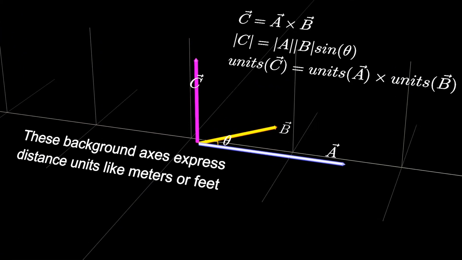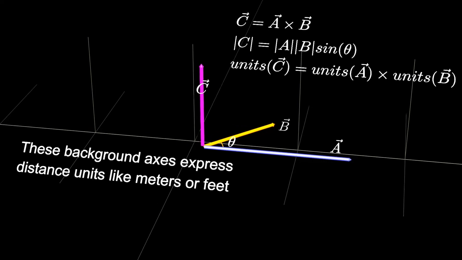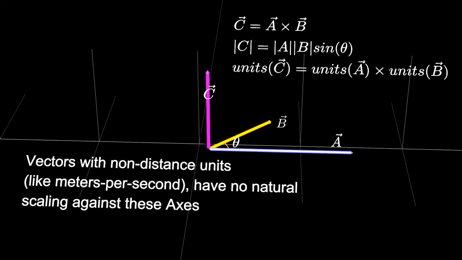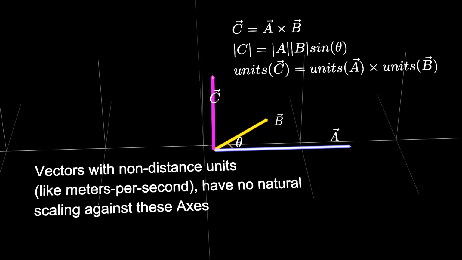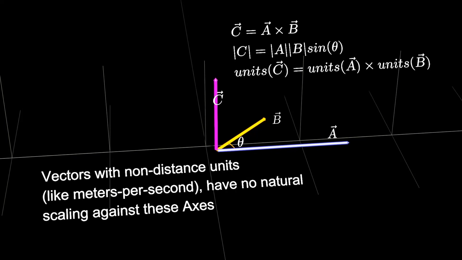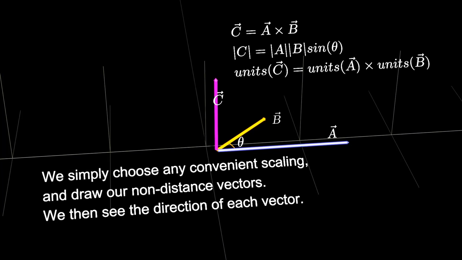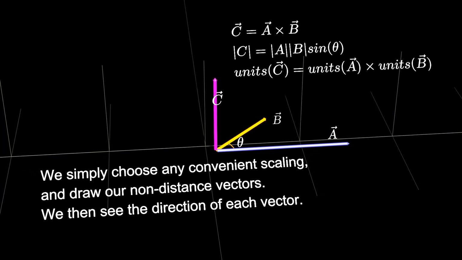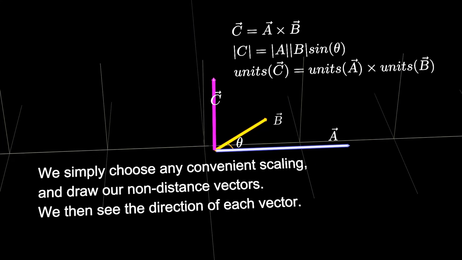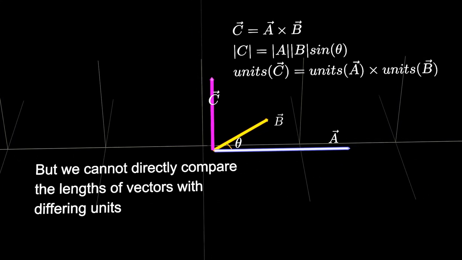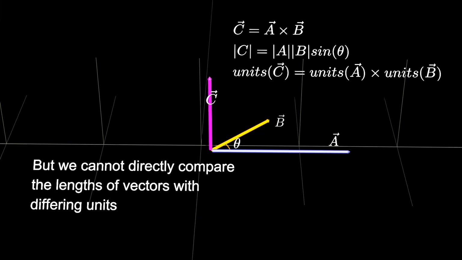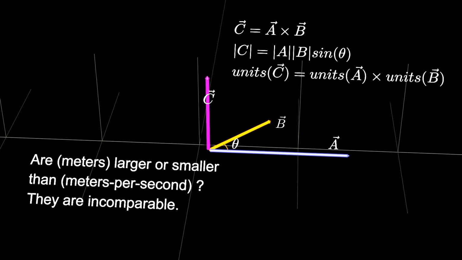These background axes express distance units like meters or feet. Vectors with non-distance units, like meters per second, have no natural scaling against these axes. We simply choose any convenient scaling and draw our non-distance vectors. We then see the direction of each vector, but we cannot directly compare the lengths of vectors with differing units. Are meters larger or smaller than meters per second?